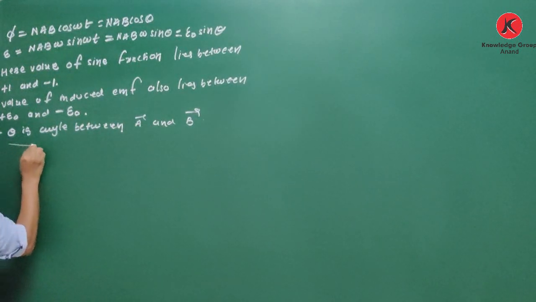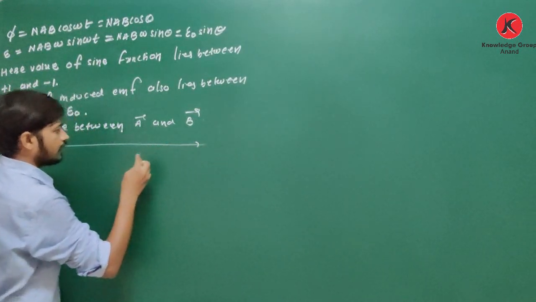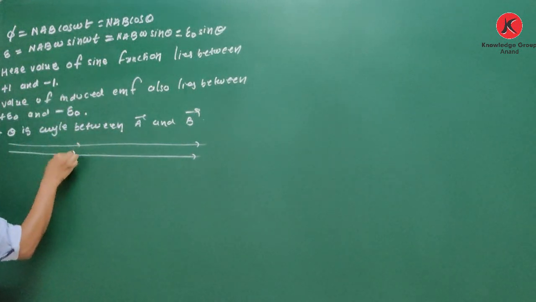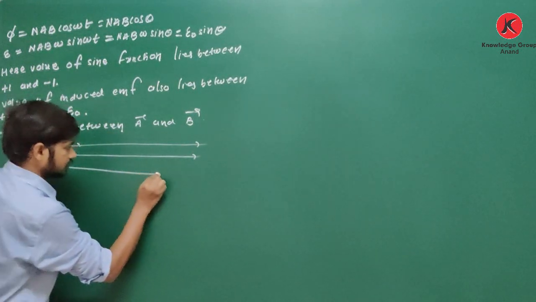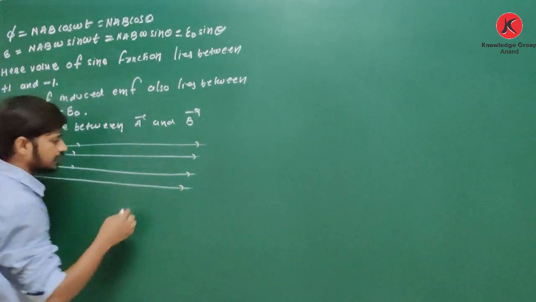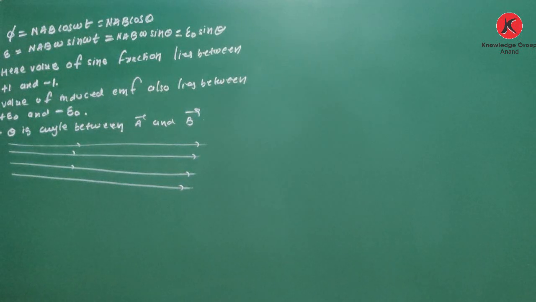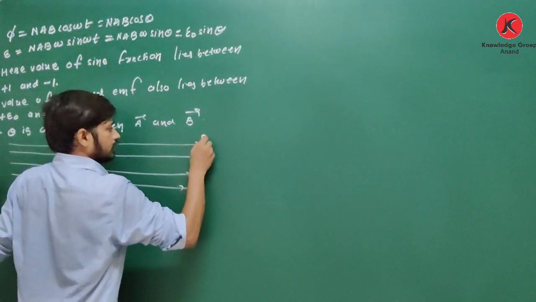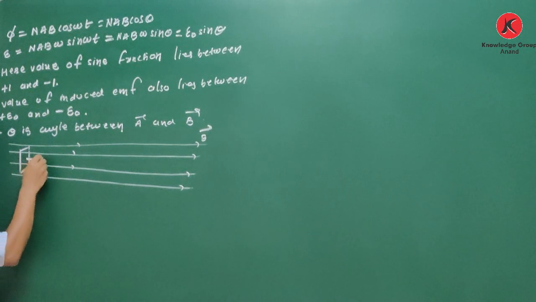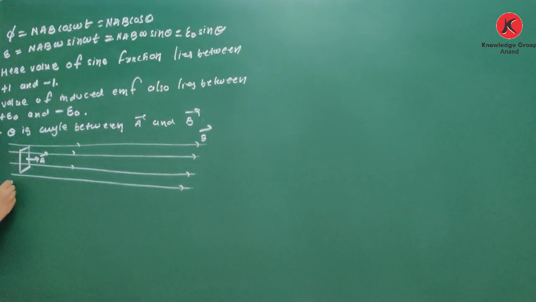Let it be a uniform magnetic field in this direction. Initially, let the coil be placed like this, such that its area vector is in this direction.